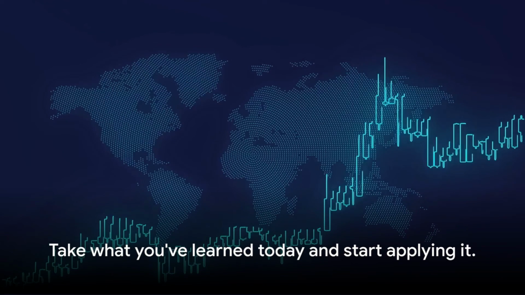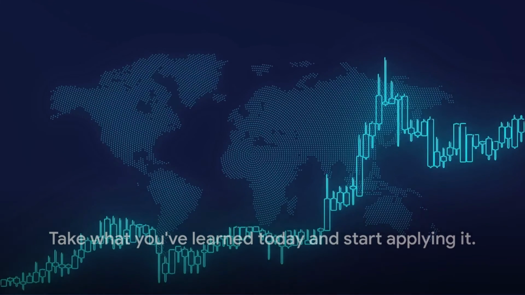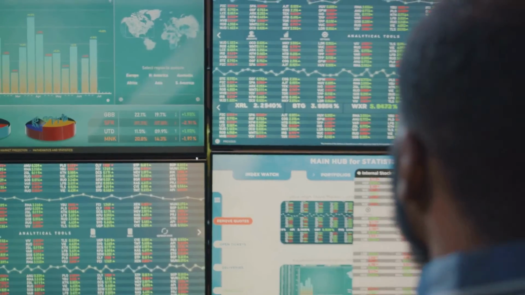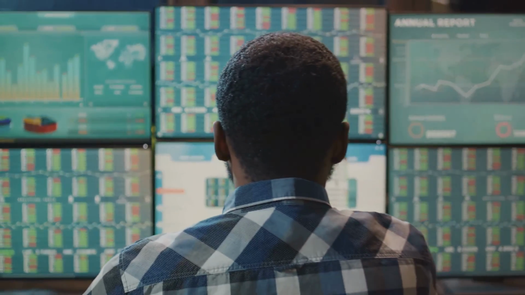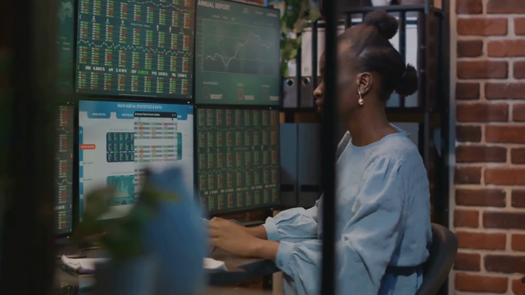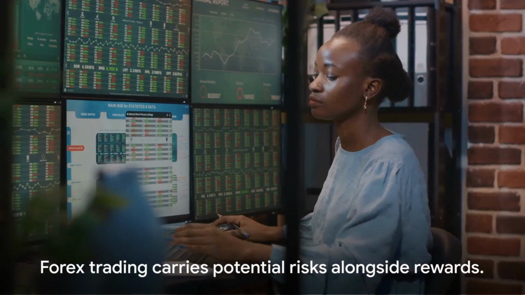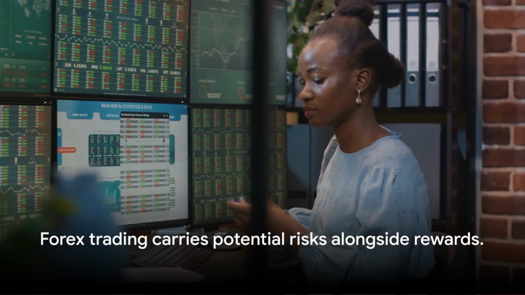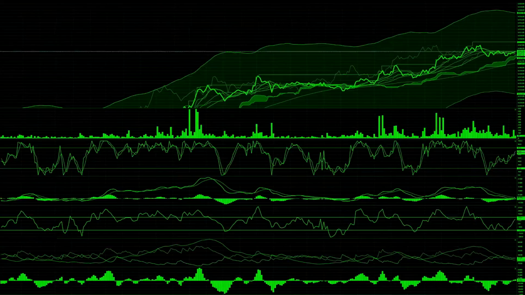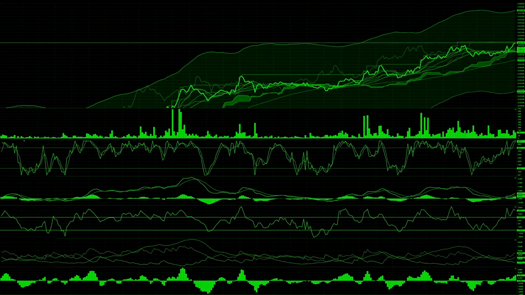So take what you've learned today and start applying it. Practice is key. Try identifying these patterns in real-time charts. Make sample trades. See how these patterns play out. But remember, Forex trading, like any other form of investment, carries potential risks alongside its rewards.